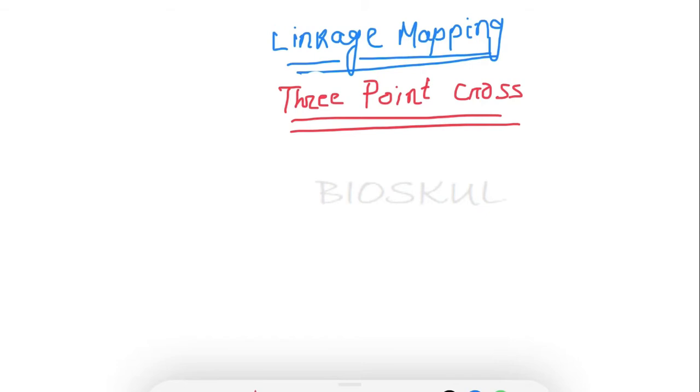This is Gayatri. In today's session, we are going to learn about a very important topic from genetics, that is linkage mapping. In this session, we will focus on three-point cross. I will make you understand in a very easy way so that you can solve any questions from three-point cross.